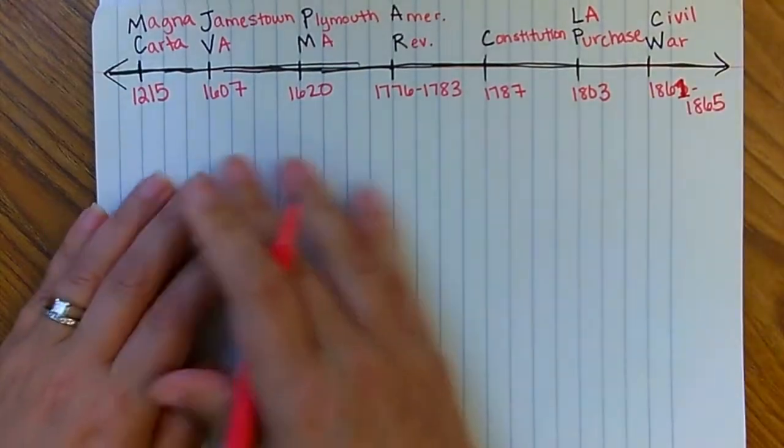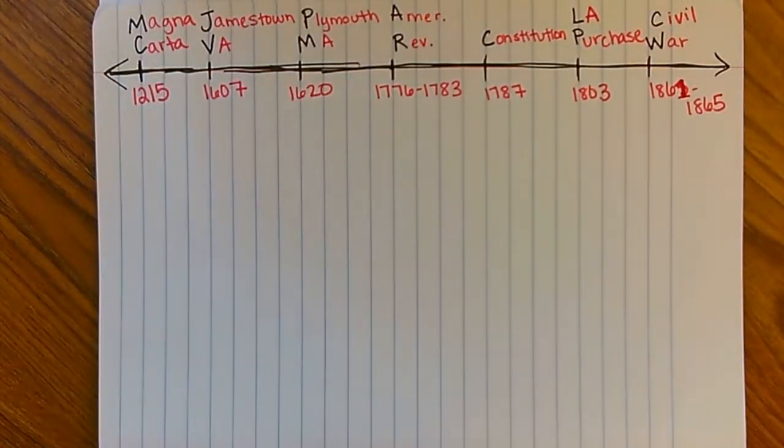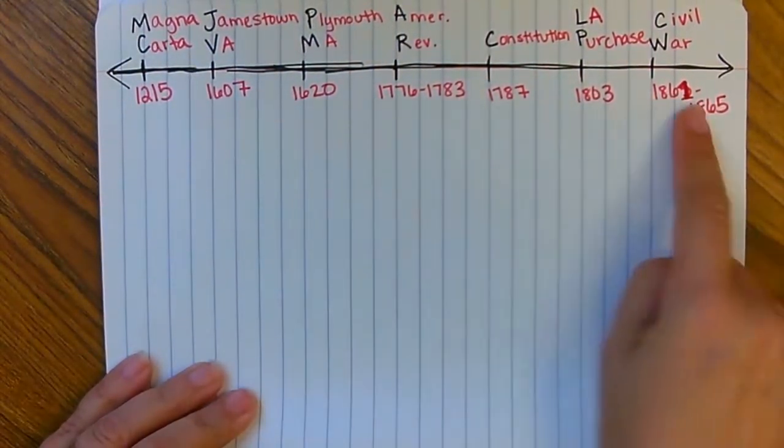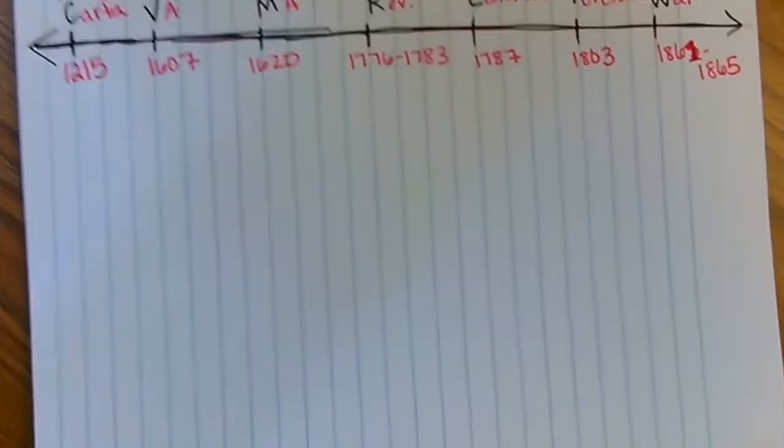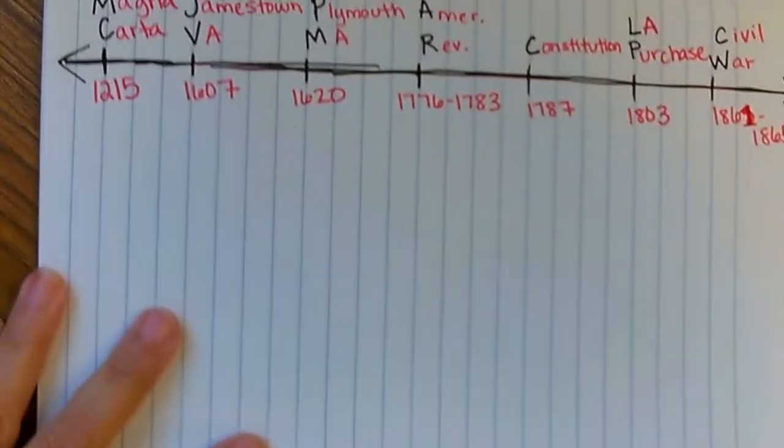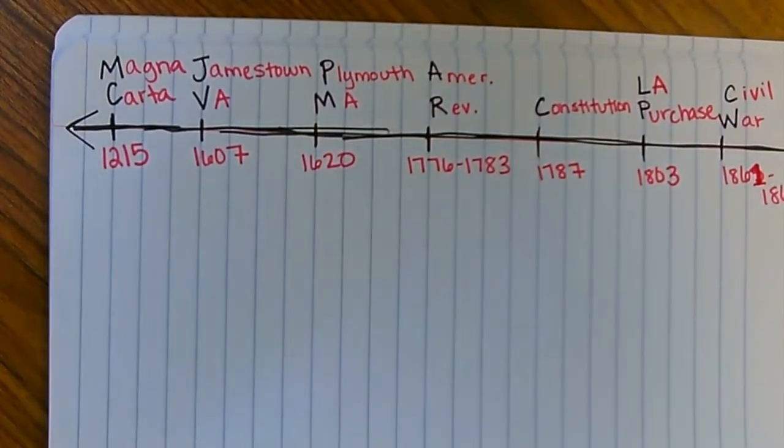All right, so we have this timeline. It's not just about knowing the events and knowing the dates. It is seeing how it is all connected. And so let's see that right now. We're going to start with the Magna Carta. I'm going to bring it in just a little bit so that you can see it a little bit better right there. Hopefully this will help us.